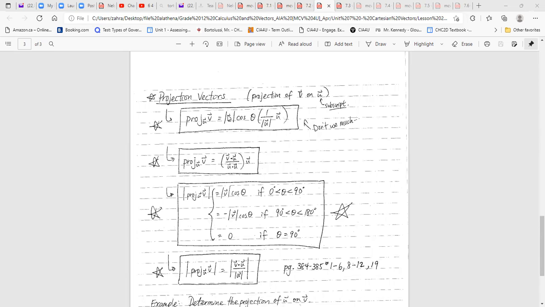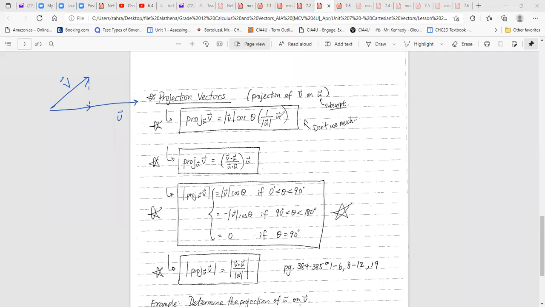So here are the projection vectors. If you want to project vector v on u, the magnitude is the magnitude of v multiplied by cosine theta, and the direction of that will be along u. Okay, make sure you understand what it means. So here is your v. Here is your u, right? You want to find the projection of v on u. So that would be the projection. And make sure this vector, the projection of v on u, is along u.